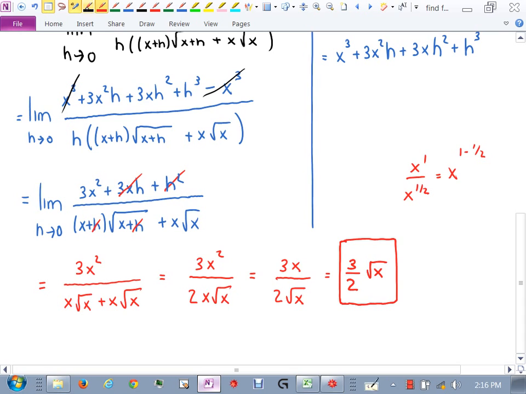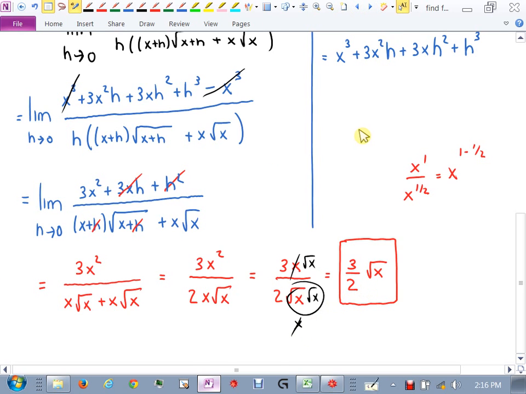Oh yeah, you could do it there. You could do root x here and root x here. The bottom would become an x, and it cancels right there. You could do that also. Either way. It's not wrong. It gets you to the same result.